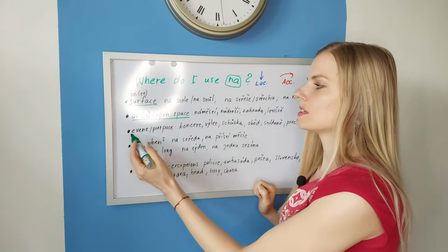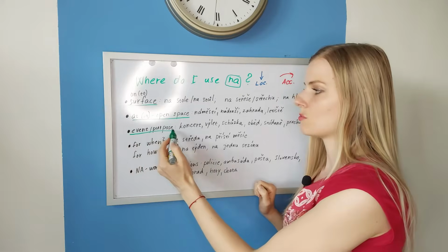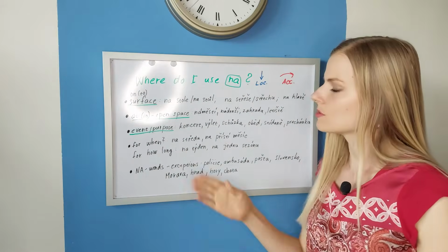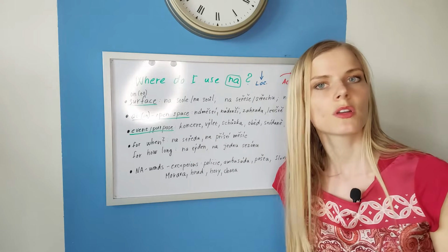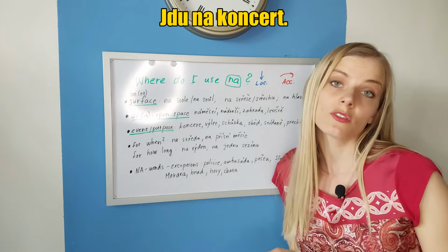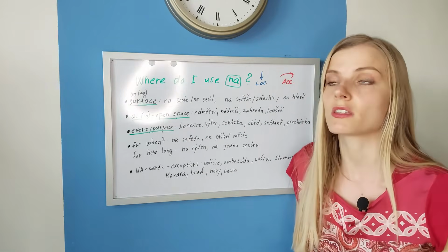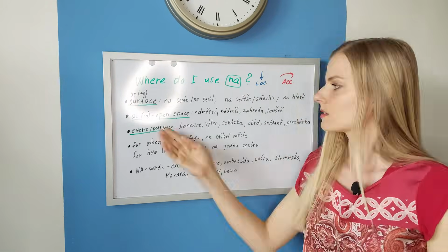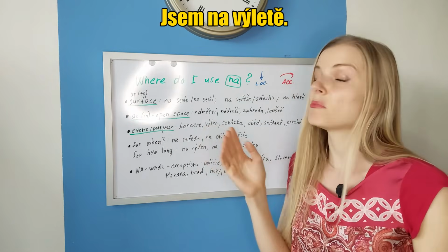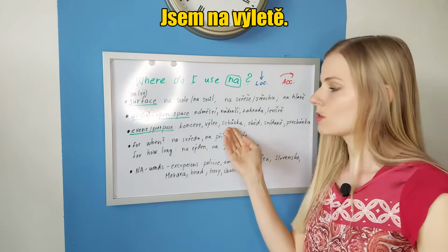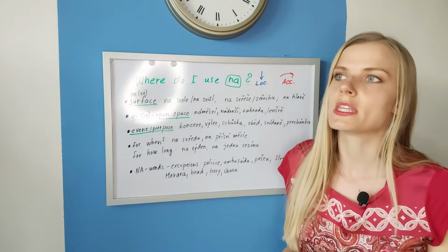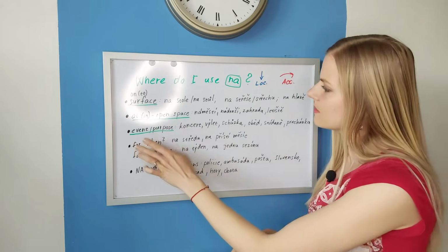Then when we speak about an event or a purpose of what we're doing, then we often use na as well. If you say jdu na koncert, I'm going to the concert. Concert is an event. Or I could even think the purpose of me going is that I'm gonna see a concert. Jsem na výletě, the same thing. Výlet is not a place, it's an event. Jdu na schůzku, jsem na schůzce. I'm at the meeting or going to the meeting. That again is an event.